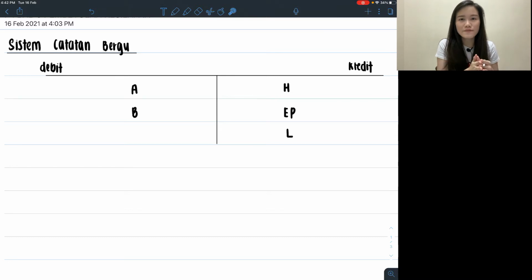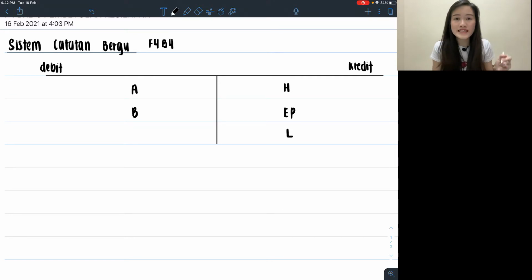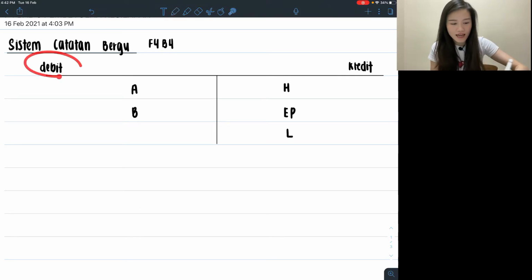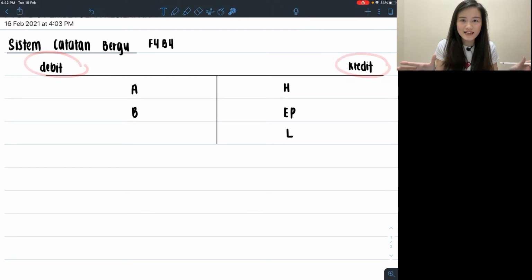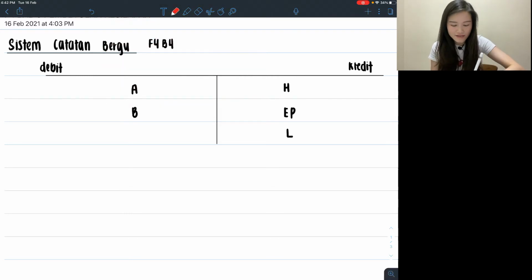So Sistem Catatan Bergu is a basic that we learn since Form 4 BAB 4. In Form 4 BAB 4, we actually learn about journal. We have journal am, journal khas, buku tunai and buku tunai rencit. From there, we start using terms such as debit and credit. So what exactly is the meaning of debit dengan credit? I'll tell you guys, there's actually not much to it. Debit means left side. Credit means right hand side.